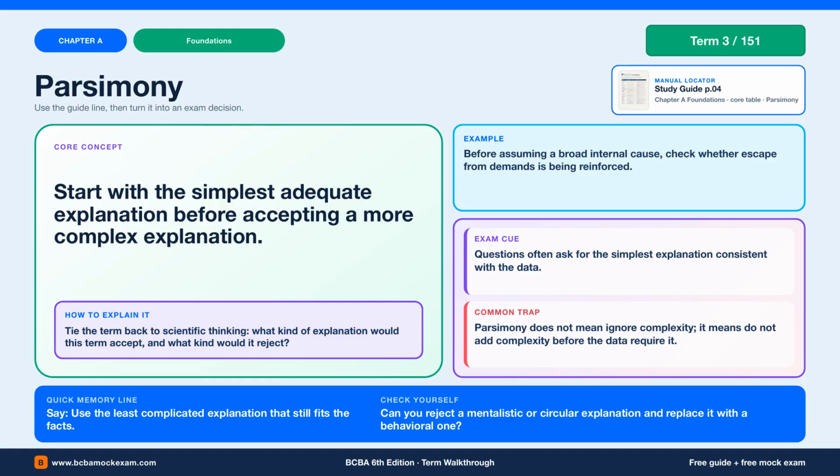It does not mean choose a simplistic answer. It means do not add extra assumptions before the data require them. For example, before saying a child refuses work because of a complex internal trait, check whether refusal has been reinforced by escape from demands. The exam cue is the simplest explanation consistent with the data. The trap is over-explaining. Many wrong answers sound sophisticated, but they add causes the question never established. Memory line. Use the least complicated explanation that still fits the facts.